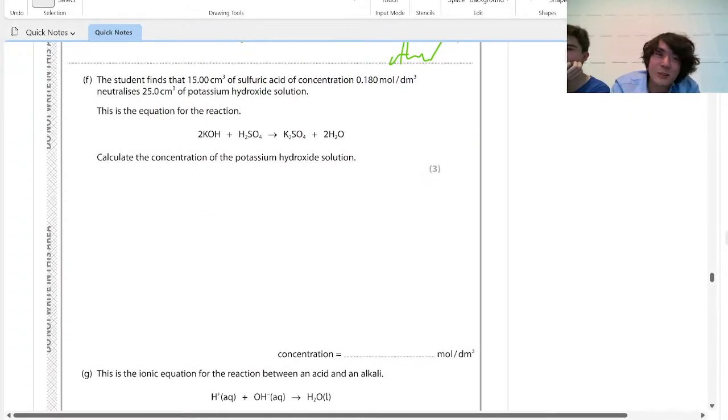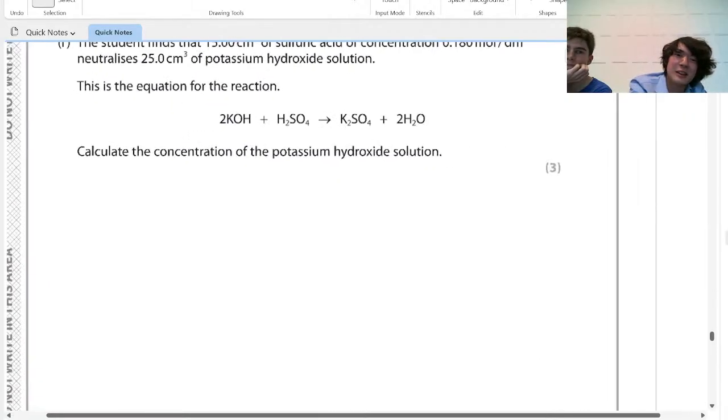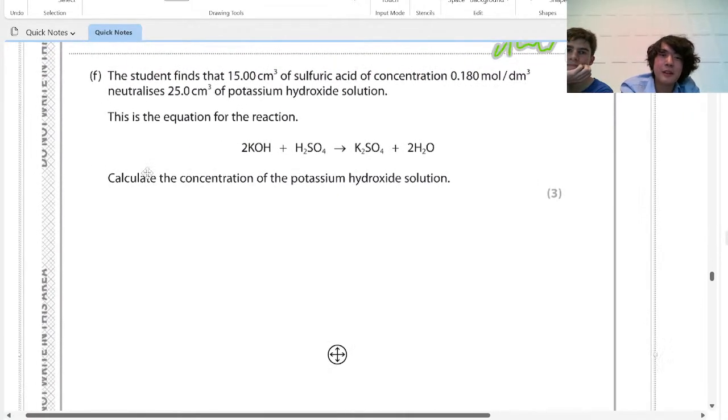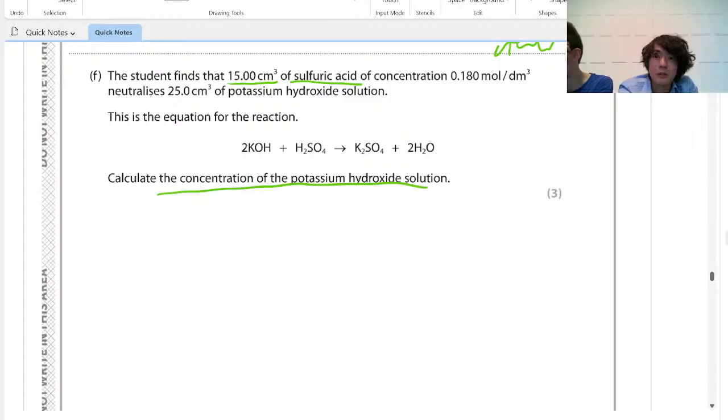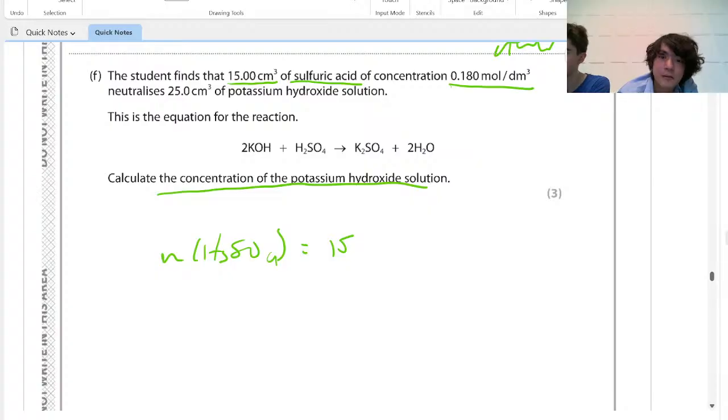Right. Let's do the calculations again. Find the concentration of potassium hydroxide. So firstly, we need to calculate moles of sulfuric acid. Also make sure to read the entire question and the equation, because that's probably the most helpful thing. 15 centimeters cubed is 15. You need to divide by 1,000 to get decimeters cubed. And then we times the decimeters cubed by 0.180 moles per decimeter cubed.